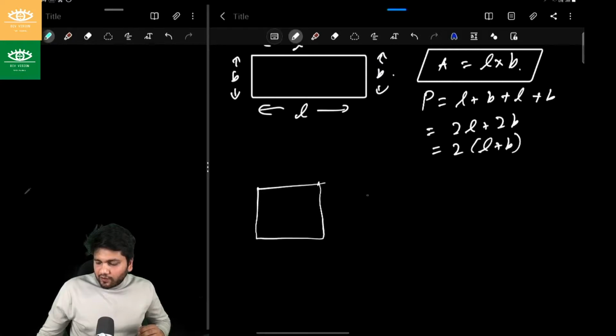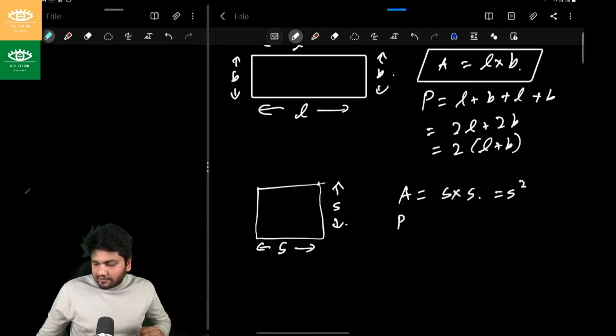So square is what? Square is just a special case of rectangle. So if this is the side, that is side of the square, like this and like this, then the area is going to be what? It's going to be S into S. In rectangle it is L into B. For square it's going to be S into S. So it's basically side square.